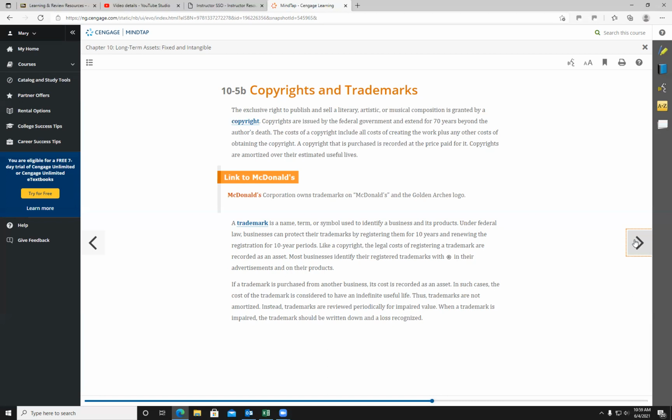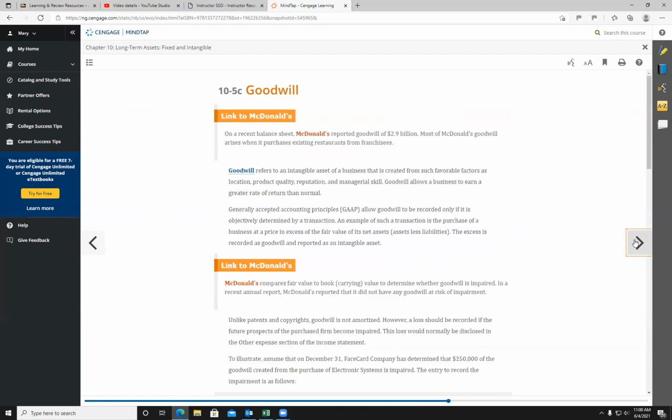If a trademark is purchased from another business, its cost is recorded as an asset. In such cases, the cost of the trademark is considered to have an indefinite useful life. So trademarks are not amortized. Instead, trademarks are reviewed periodically for impaired value. When a trademark is impaired, the trademark should be written down and a loss recognized.